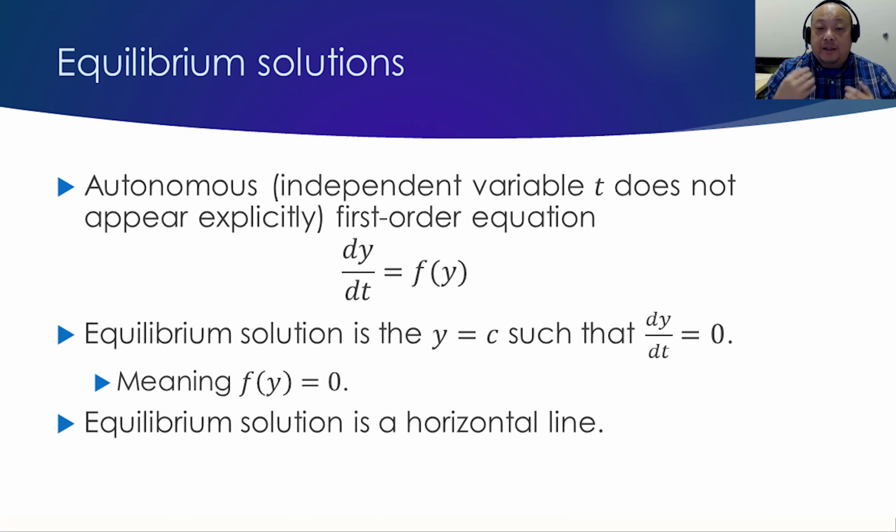All right, here's a summary. In this video, we're talking about autonomous first-order equations only, but the concept can apply to other equations as well. This is just an intro. Autonomous means the independent variable t does not appear explicitly. The form of the equation is dy/dt equals f(y). The equilibrium solution is the value of y such that dy/dt is equal to 0, meaning f(y) equals 0. In the slope field, the equilibrium solution is a horizontal line.